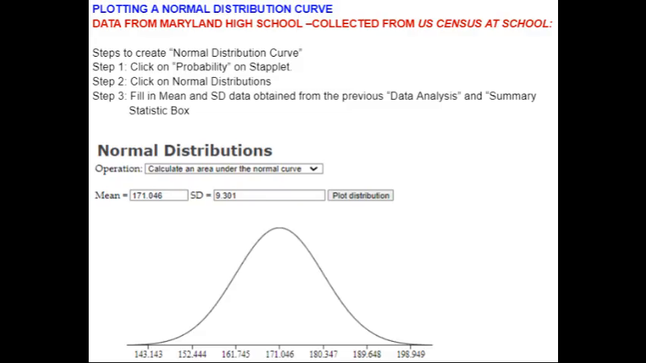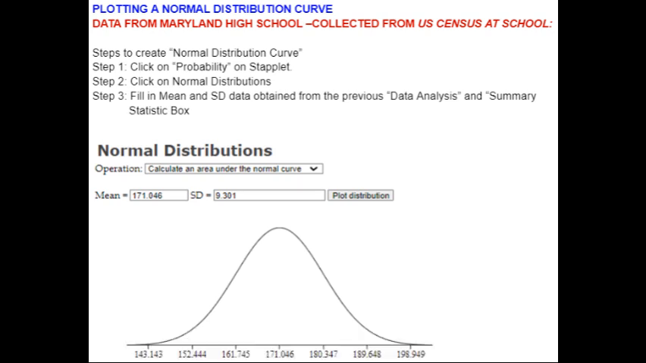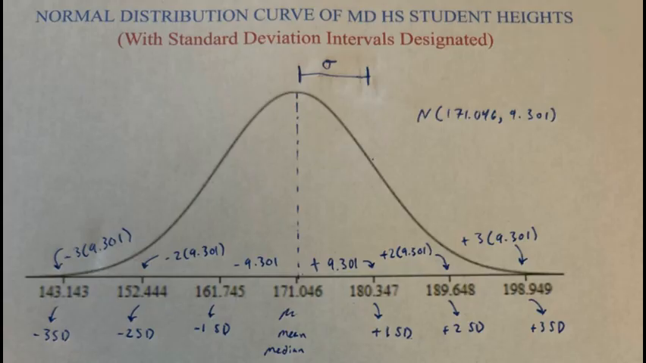This slide reflects how to use the Staplet to plot a normal curve. The mean and standard deviation were found by using the Staplet to analyze the data generally to come up with the summary statistics box. By then moving to the probability section and clicking on normal distributions, the mean and standard deviation were input and the normal distribution was plotted. The middle number here is 171.046, which is both the mean and the median under the normal curve. Marking the standard deviation intervals on the curve makes it easier to understand how an estimate would be made of the proportion of values in a specified interval in a normal distribution, as noted in Learning Target 2.4.1. These results came from the Staplet, and the standard deviations were noted.